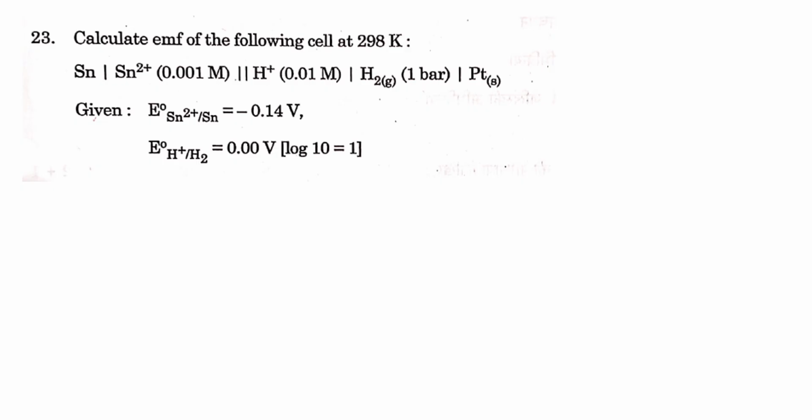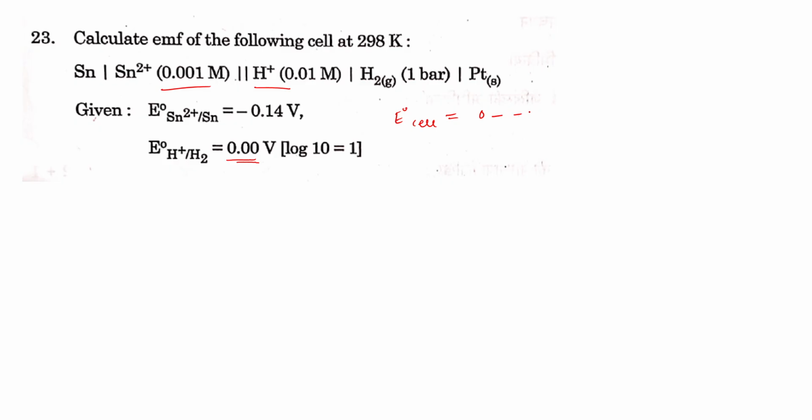Fine. Then question number 23. So here we have a tin and hydrogen electrode. Since we know that hydrogen is a reference electrode, EMF is given 0.4. So first let us calculate E naught cell. So for hydrogen it is 0 minus this value, minus 0.4.